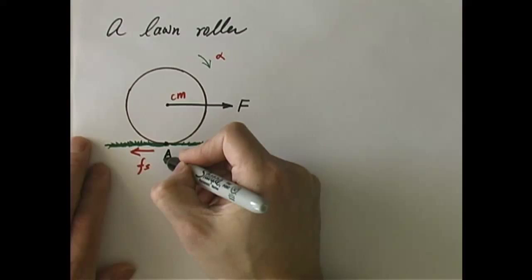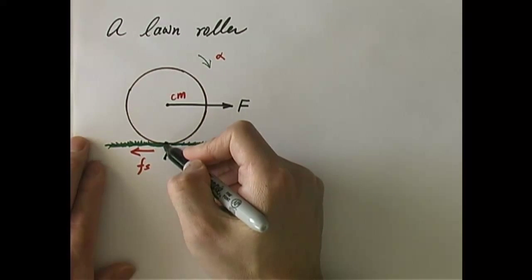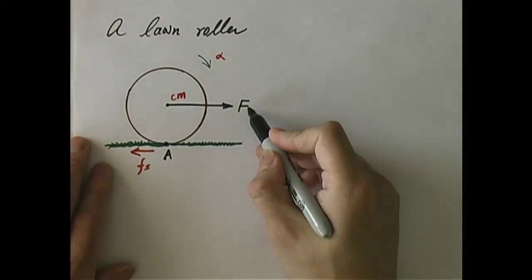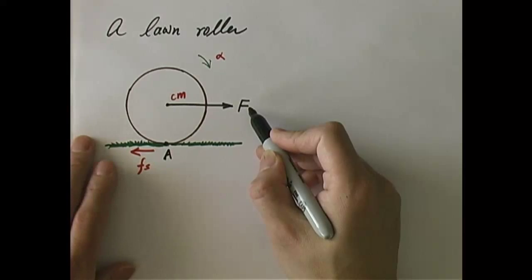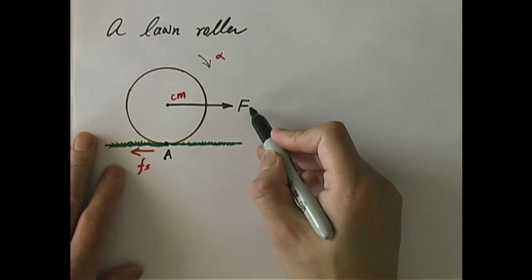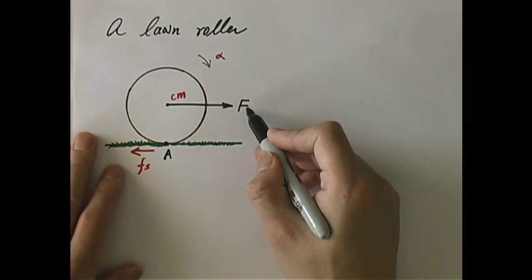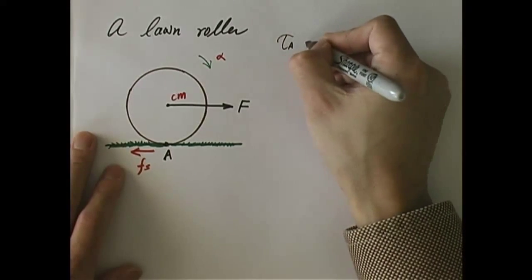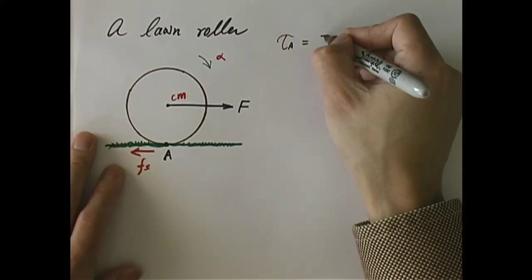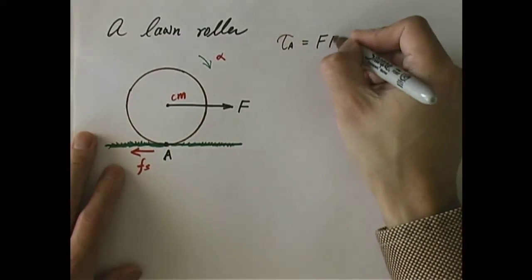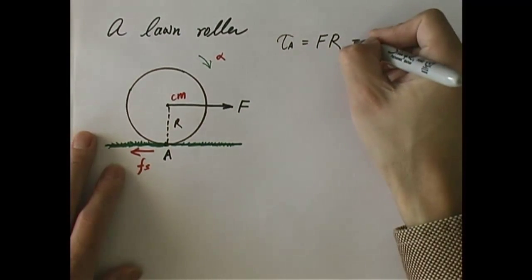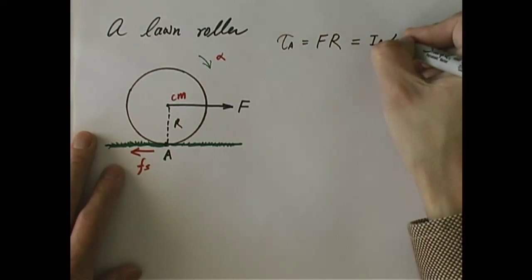Point A. I'm going to apply the torque theorem to point A. Why? Because I don't have to know what Fs is anymore. F becomes the only force providing the torque. And therefore, from that, I know immediately what alpha is, because I know what the torque is. Torque is provided by this given force F. So the torque about point A is equal to F times R. R is the lever arm from here to there. And that equals IA alpha.